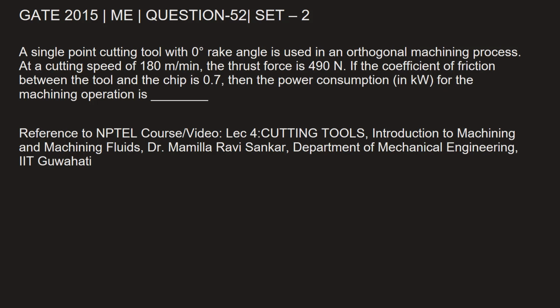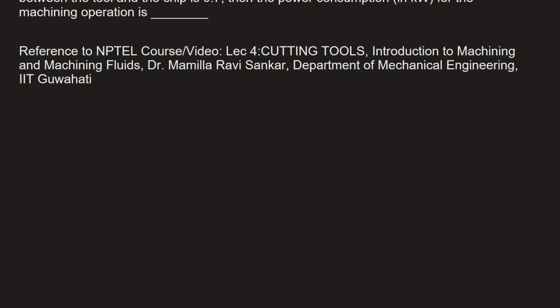Now let's start by writing the given information. It's given that rake angle alpha is 0 degree. The cutting speed, let's denote it by V, is 180 meter per minute. We can convert this to meter per second, 180 by 60, that is 3 meter per second. Then the thrust force Ft is given as 490 Newton and the coefficient of friction mu is given as 0.7.